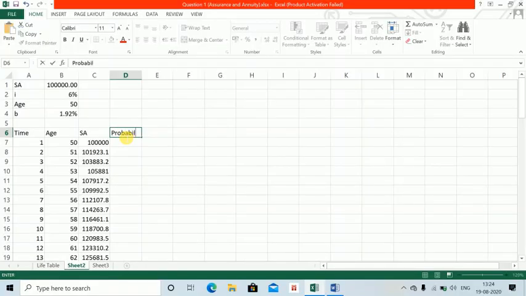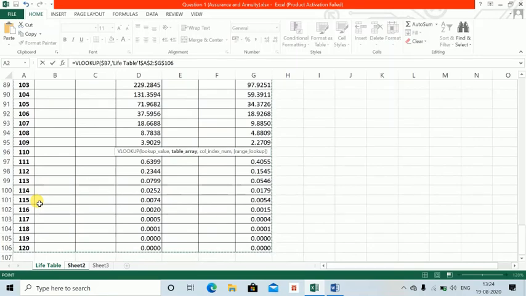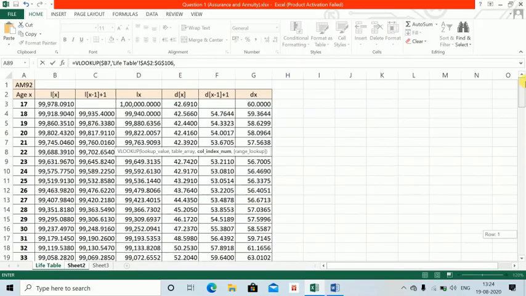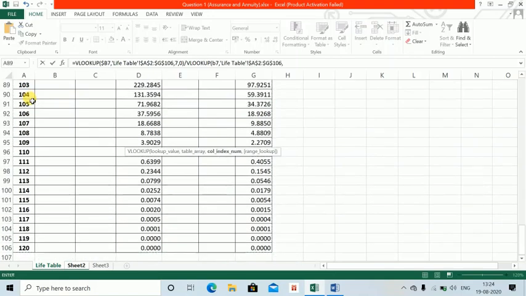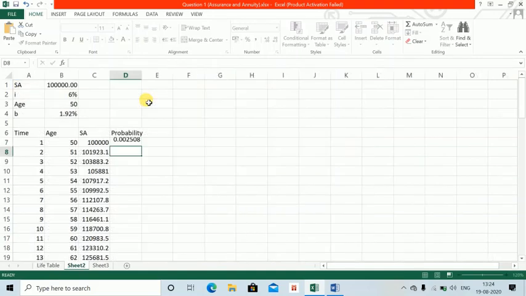Now we saw probability is d_x by l_x. So we'll take a VLOOKUP, age 50, the life table, and select this entire table. Now d_x, which column is it? d_x is the last column, which is column 7, and we need an exact match. Divided by VLOOKUP, I'll take B7, again the entire table, and now we need l_x. We saw d_x divided by l_x, so l_x is my 4th column. So 4, 0. This gives the probability.